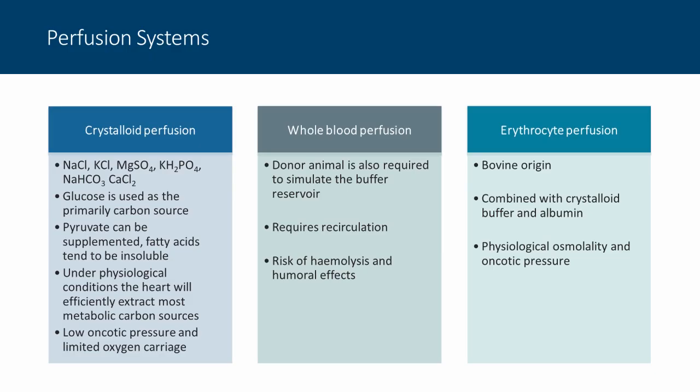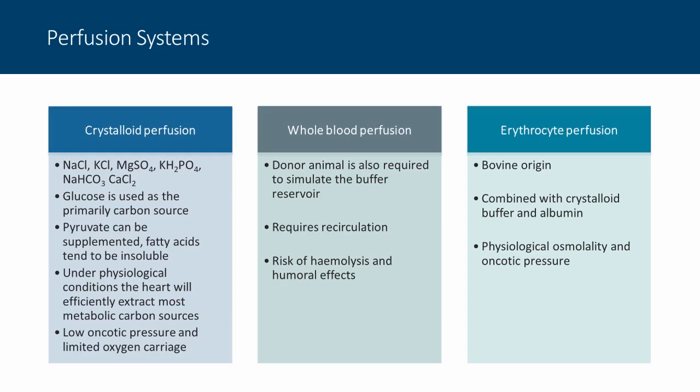It contains those ions that are going to mimic the plasma content, so things like sodium chloride, magnesium sulfate, potassium phosphate, sodium bicarb, and calcium chloride. The buffer needs to be bubbled, importantly, with not just oxygen at 95%, but also some carbon dioxide. And it's the carbon dioxide that is necessary to maintain that physiological pH of 7.4.